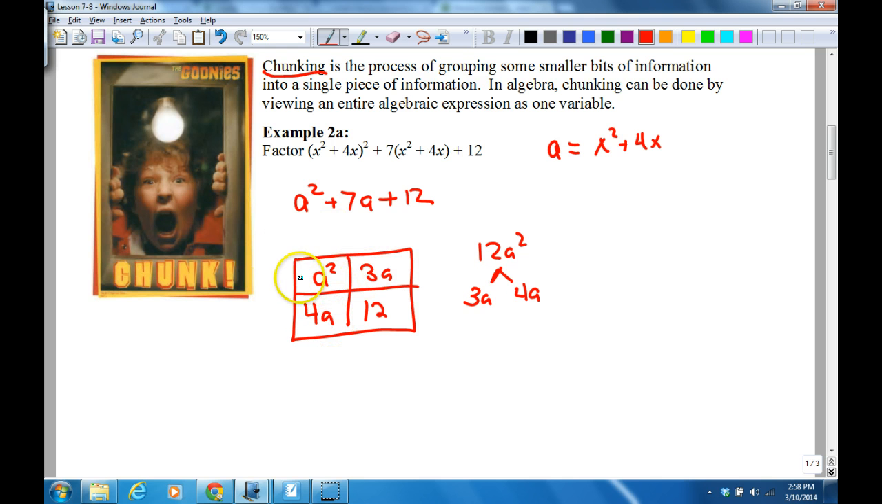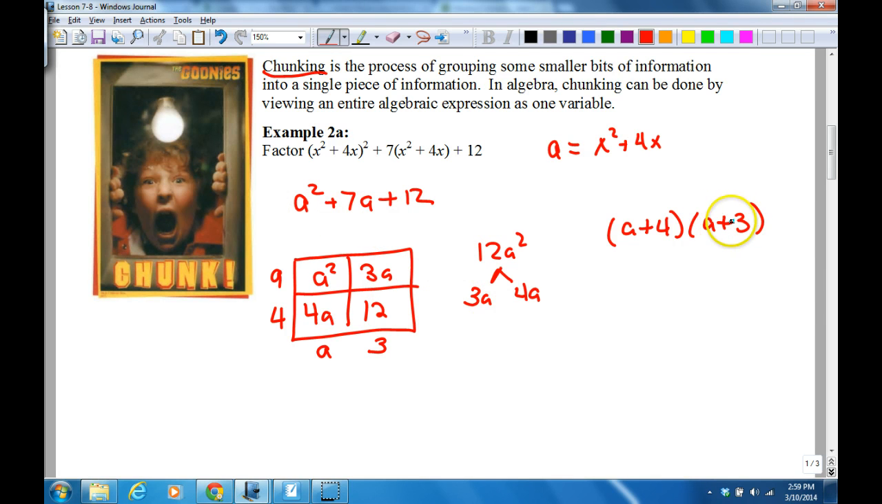Okay, so what can I factor out of the top row? An a. How about the bottom row? Okay, left column, a, and right column? 3. So my factors of this are a plus 4 and a plus 3. Why do you have a minus 3? Oh, it should be plus.